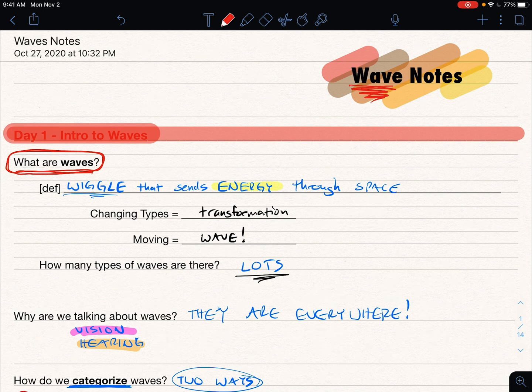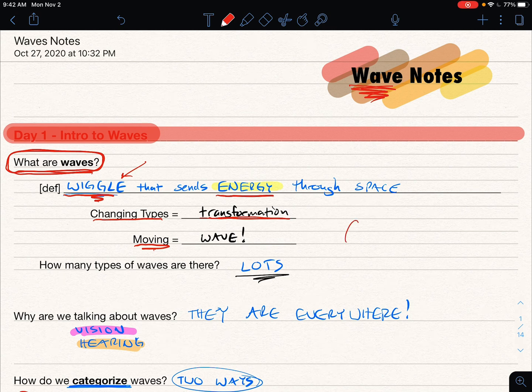And so I want to define waves as simply a wiggle that transports energy from one place in the universe to another. And that's really about as basic as it gets. Normally when we talk about energy changing types, that's a transformation of energy, and that was the last unit. But if we're talking about one type of energy that is simply moving from one place to another, we're going to call that a wave. The wiggle is the important part. It's a back and forth vibration.